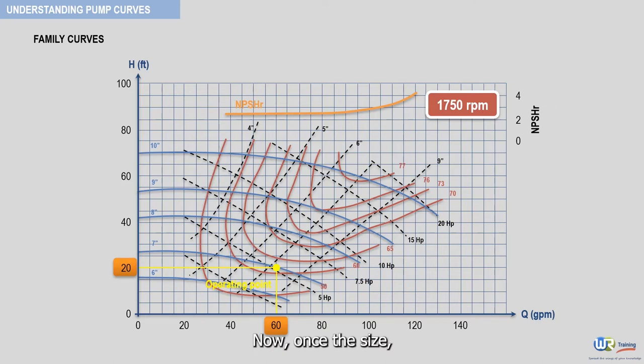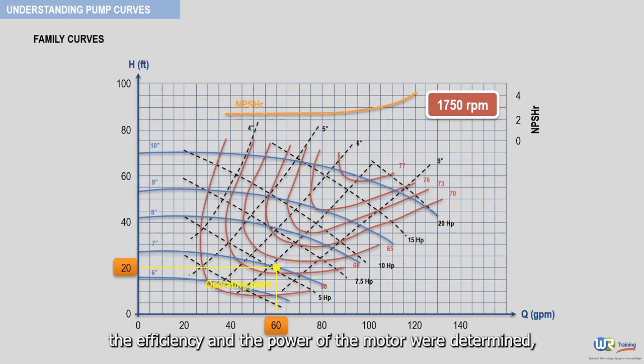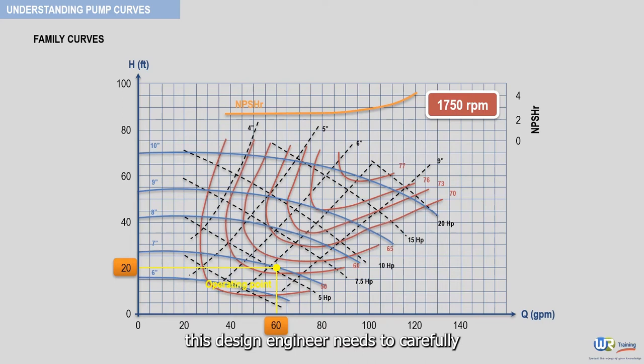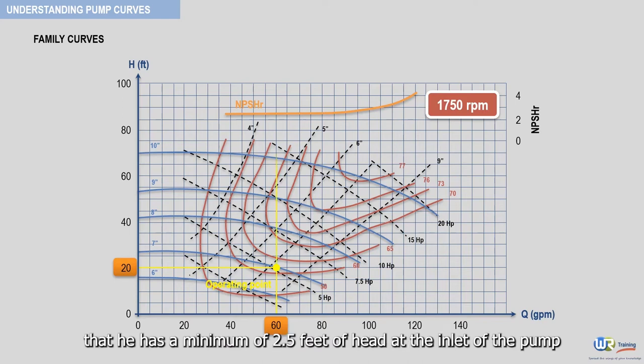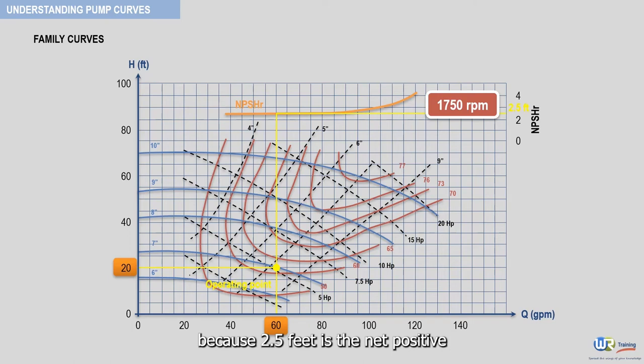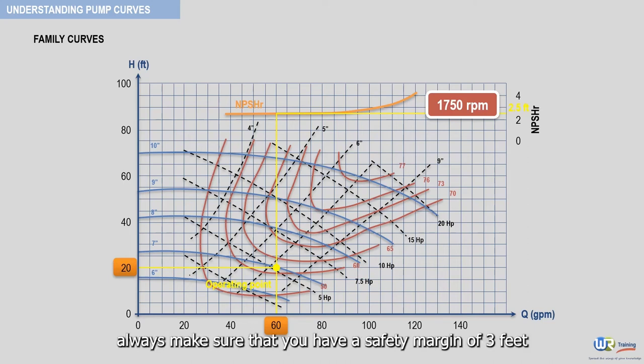Now, once the size, the efficiency, and the power of the motor were determined, this design engineer needs to carefully look at the net positive suction head requirement. He needs to make sure that he has a minimum of 2.5 feet of head at the inlet of the pump, because 2.5 feet is the net positive suction head required by this pump. Actually, to be more accurate, recall the best design practice we have discussed at the beginning of the course. When selecting or operating a centrifugal pump, always make sure that you have a safety margin of 3 feet above the net positive suction head required by the pump.